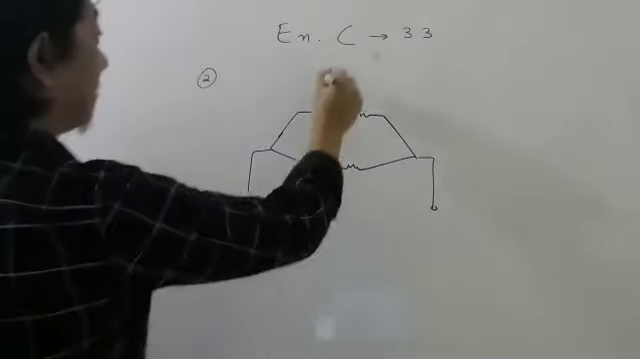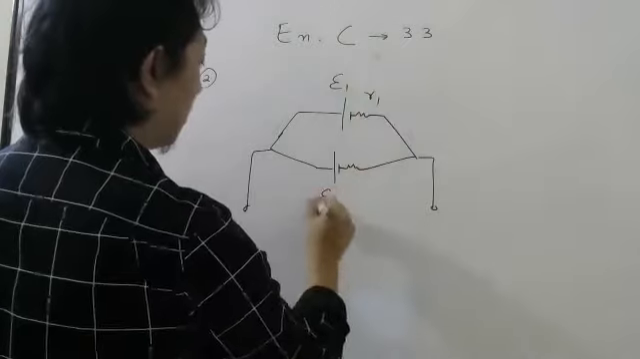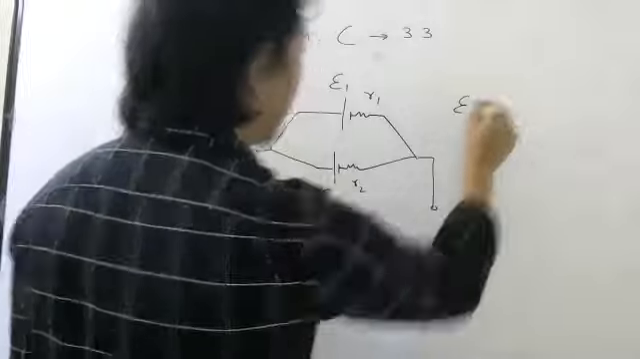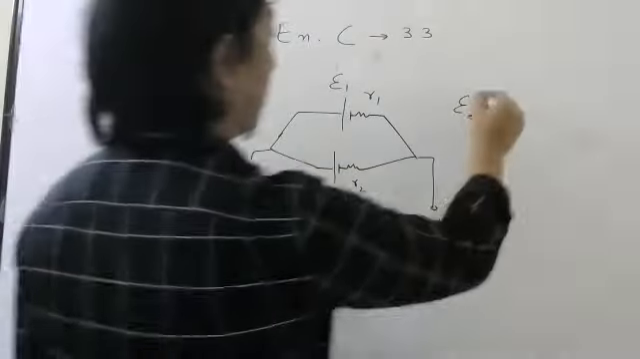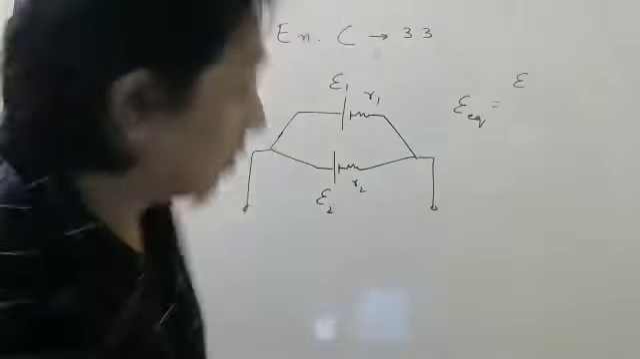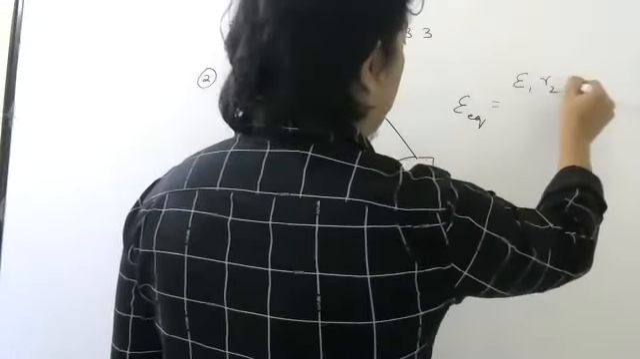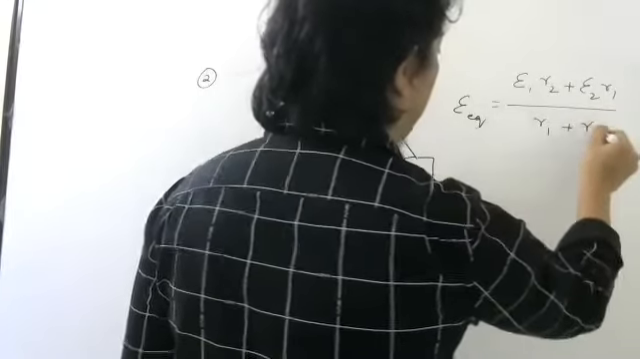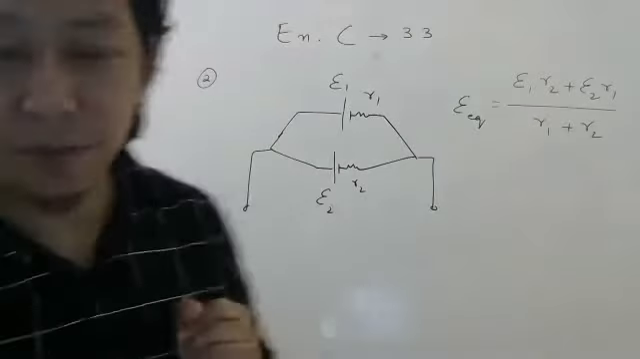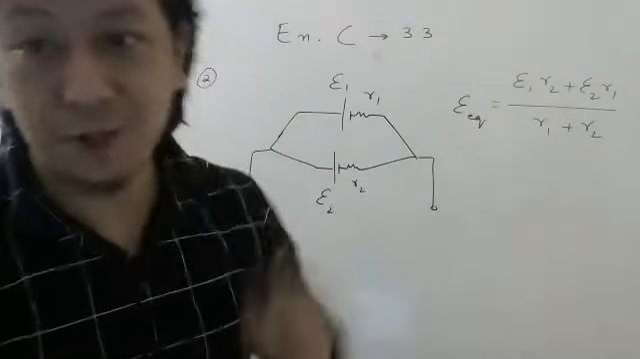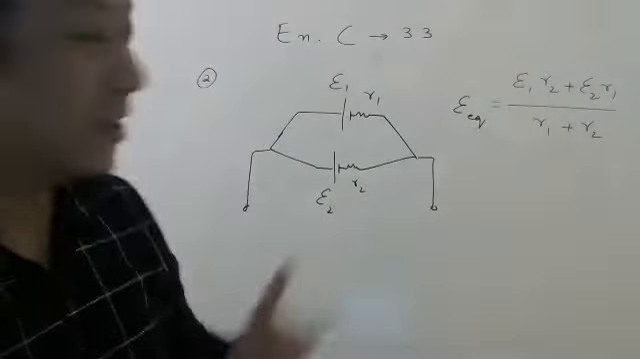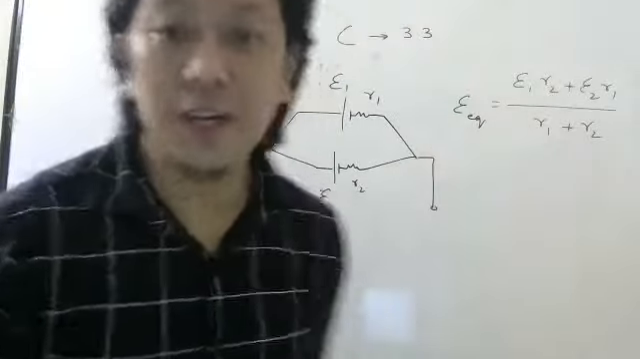What was the formula? If this is E1, R1, this is E2, R2. The formula for equivalent EMF was (E1 R2 plus E2 R1) by (R1 plus R2). Yes or no? This formula I hope you remember. I derived it very properly, and I told you to practice once and put it in Google Classroom. None of you have done it. Anyway, I hope you have done it. So this is the formula for equivalent EMF.